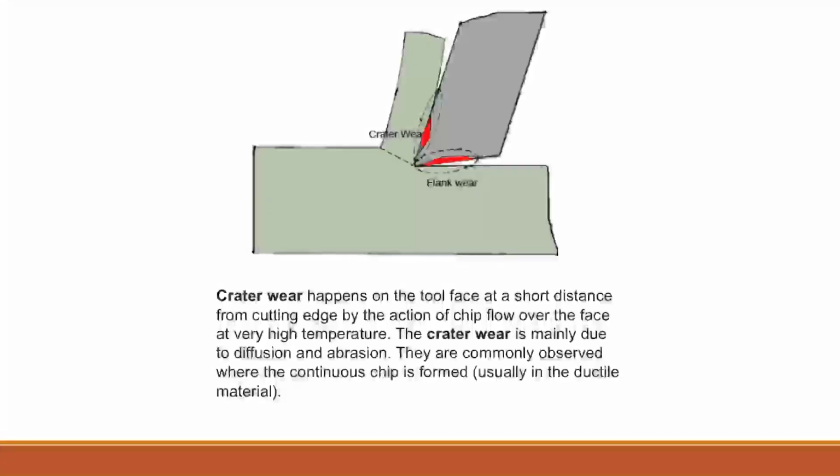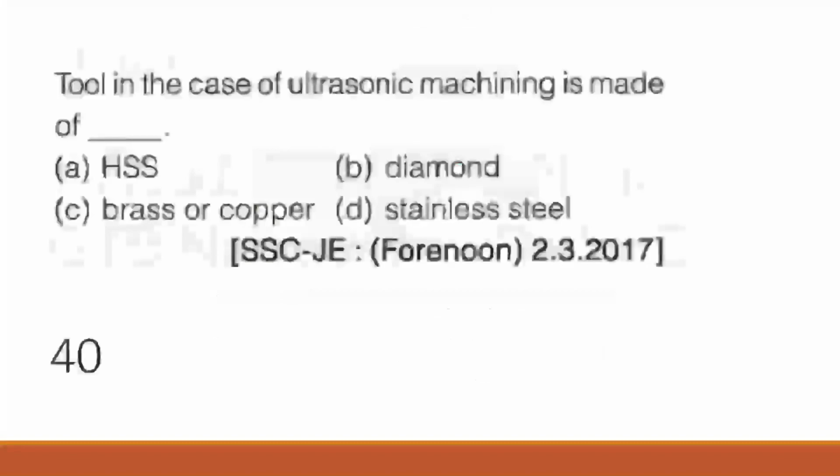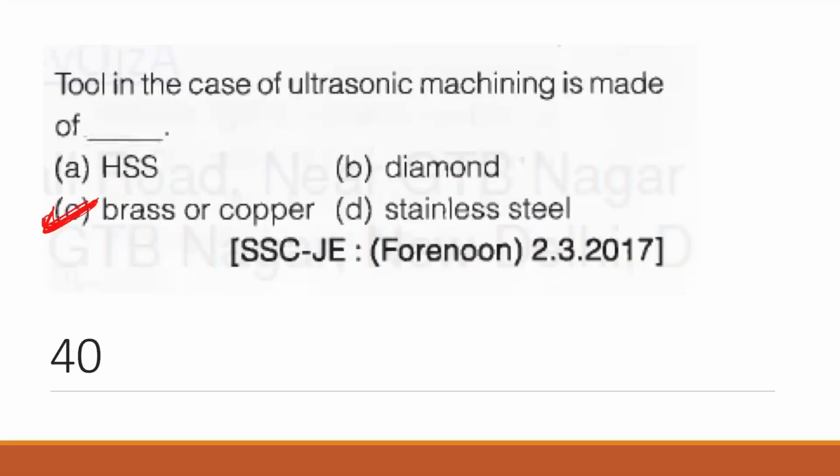So the next question, number 40, the tool in case of ultrasonic machining is made of. In case of ultrasonic machining, the tool is brass or copper. Remember this question. This is a factual question. You have to remember this because it doesn't have any concept as such. You have to remember this: brass or copper.